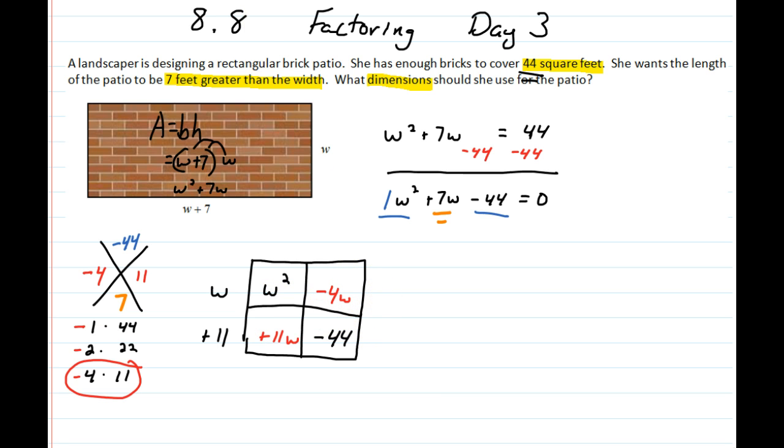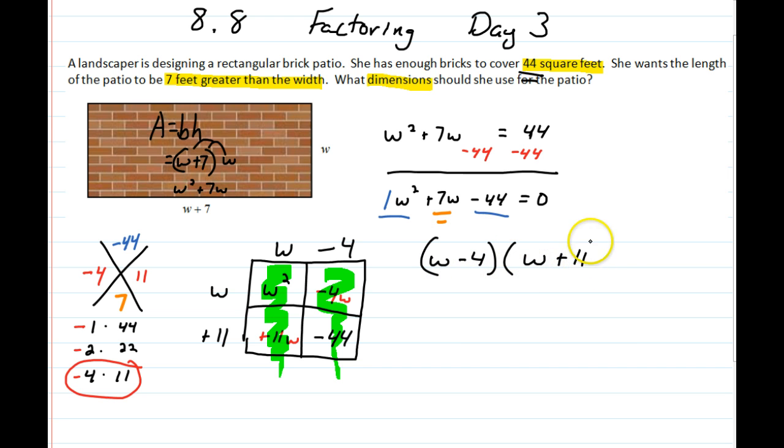Now we work on the column. So we look here and see what do these two have in common. And so they share a W. Here, see how they're both negative. We want to take out a negative. And since the 4 can go into 44, we're going to take out a 4. And so this becomes W minus 4, W plus 11 equals 0.